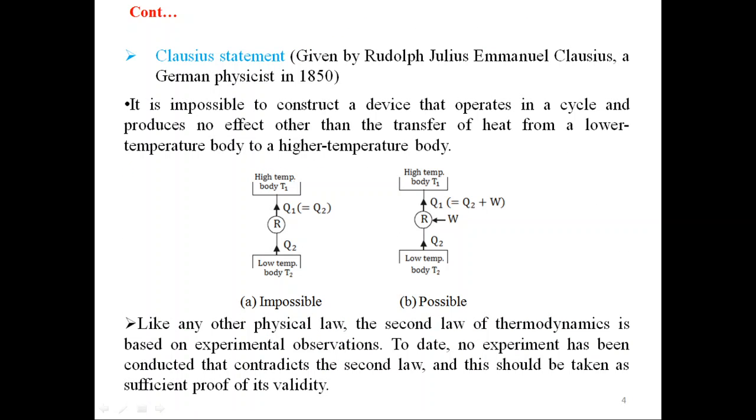Next is Clausius statement. It is given by Rudolf Julius Emmanuel Clausius, a German physicist, in 1850. According to this statement, it is impossible to construct a device that operates in a cycle and produces no effect other than the transfer of heat from a low temperature body to a high temperature body. You can see the figure A.